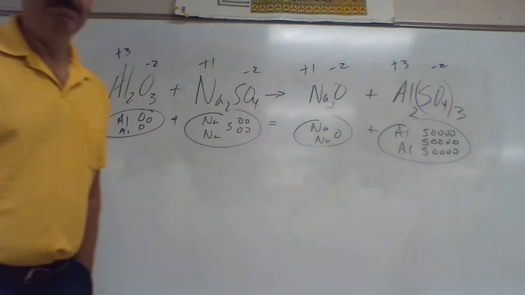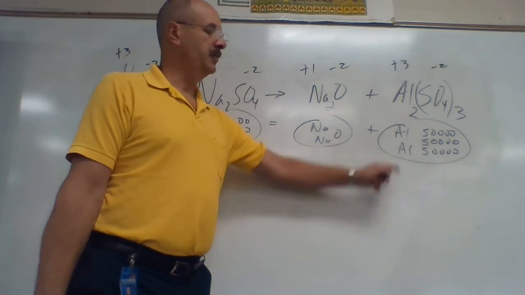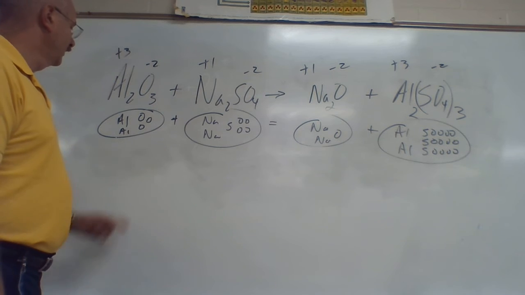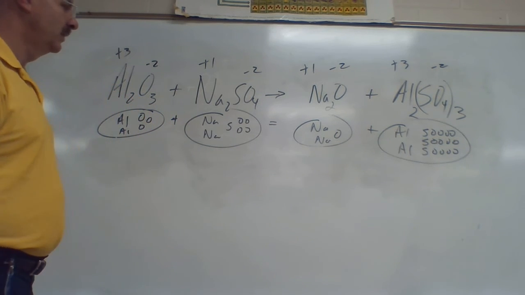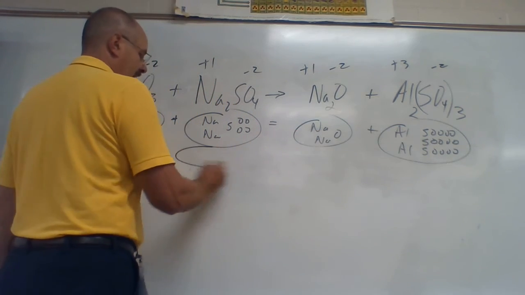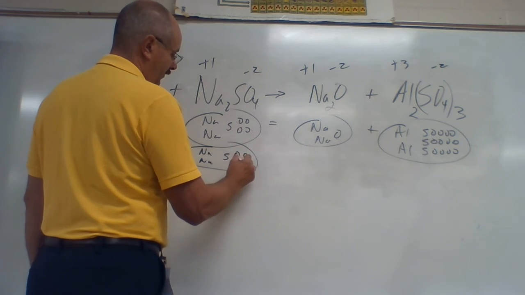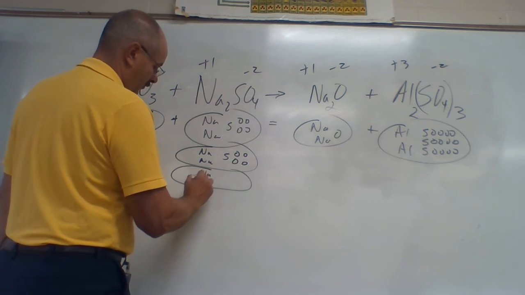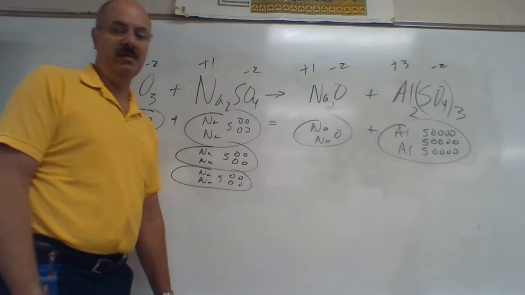So there's my bubbles. All right, start with the first element. 1, 2 Al's, 1, 2 Al's. Those are even. Skip the O's, Na's. 1, 2 Na's, 1, 2 Na's. Those are even. S's, I got 1 S. Well, I got 3 S's. Oh, I need some more of this guy. There's 2 S's. There's 3 S's. So my S's are even.